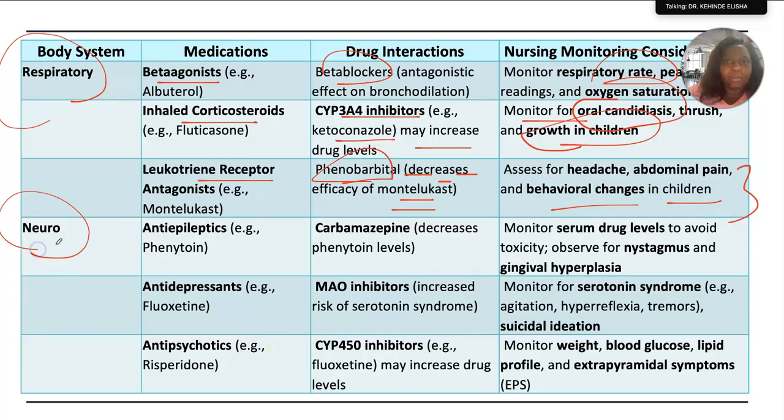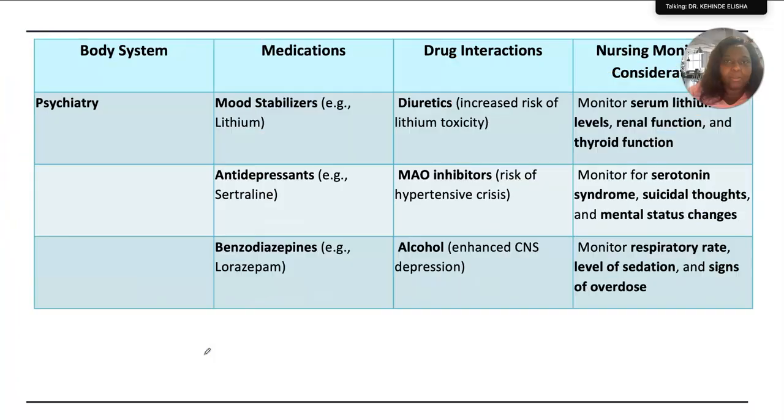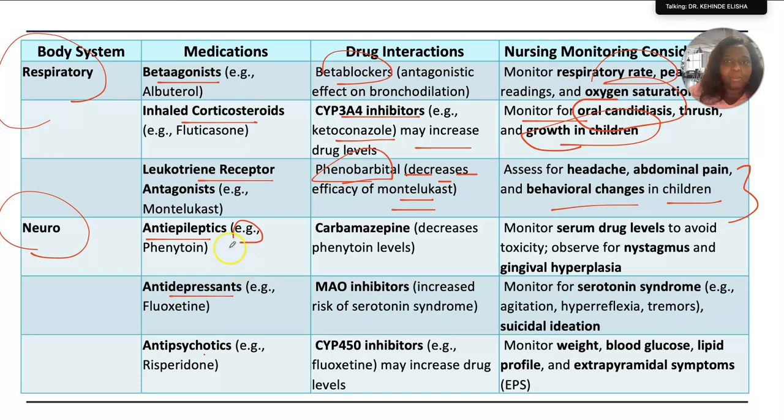Now, what about neuro medications like anti-epileptics? Example, phenytoin. Antidepressant, example, fluoxetine. Antipsychotic, example, risperidone. What can we see with this? The interaction we can see when we combine phenytoin with carbamazepine is a decrease in phenytoin level. Why is that? Because carbamazepine is an inducer, to keep it simple, so it's going to decrease the efficacy of phenytoin. And that is another lecture for another day. The inducer and inhibitor lecture is a different lecture on its own, okay?